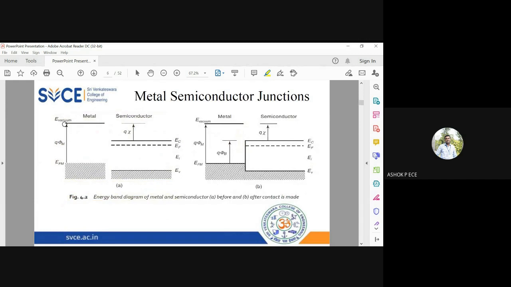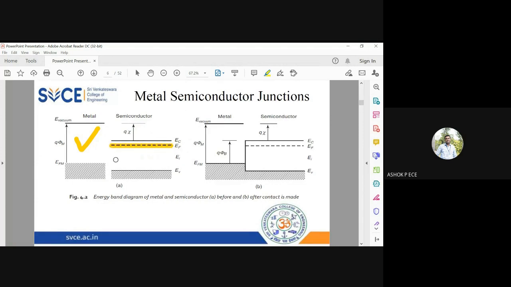So this is the energy band of metal semiconductor junctions. So you see here, this is the individual energy band of metal, and this is the individual energy band of semiconductor. Here we are going to have an N-type semiconductor. You know, in N-type, electrons are going to be the majority carriers, and in N-type, we are going to dope with donor impurity. Correct. So when you dope with donor impurity, the Fermi level will be lying very close to your conduction band. So that is here.